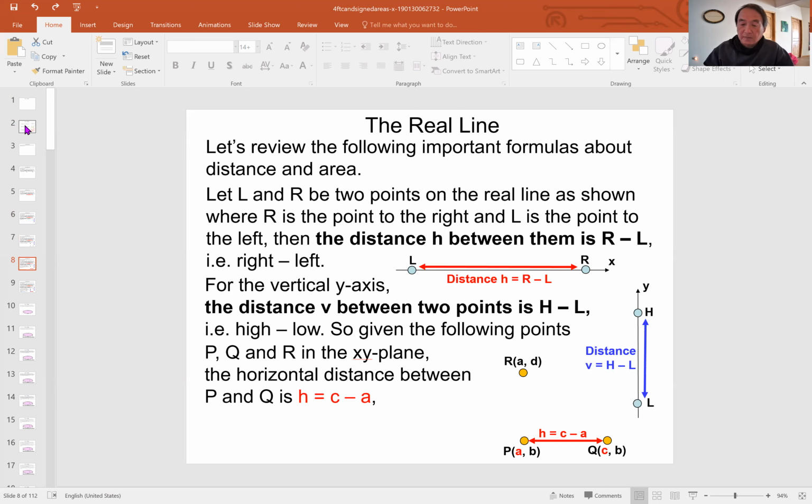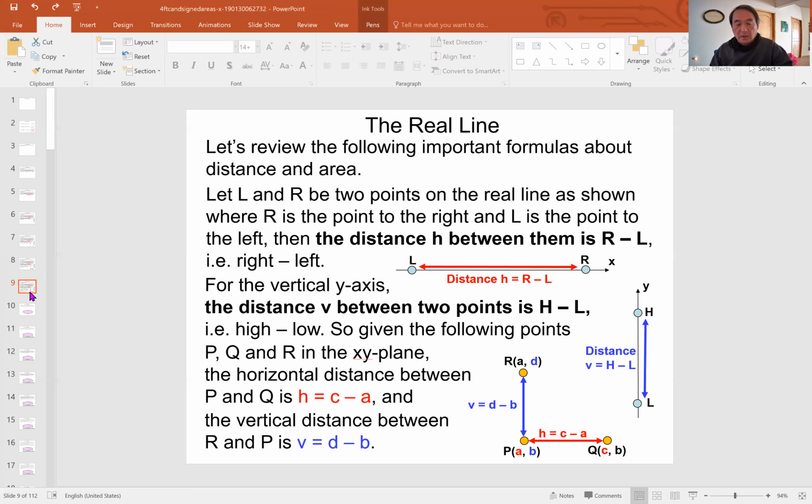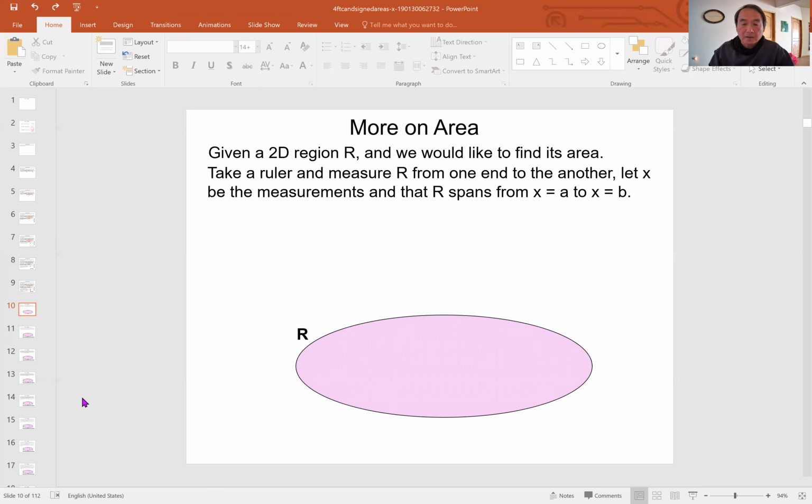For instance, if I have these three points over here, and I want to find the distance between the points, say between P and Q, the horizontal distance is found by subtracting the x coordinates. Between R and P is the vertical distance, so you subtract the y coordinates. The order is important, so that you don't end up with the wrong sign.